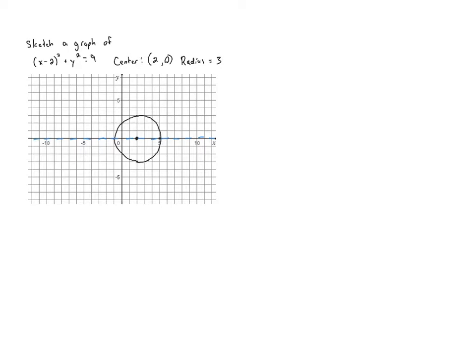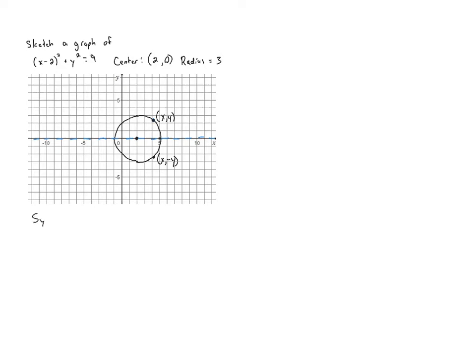Now, I will be honest with you, there are other types of symmetries that a circle has. If you draw any diameter of the circle, it's going to be symmetric about that diameter. But we're specifically focused on symmetry about the axes at this point. So this one is symmetric about the x-axis, because if we have a point anywhere on the circle, let's say x comma y, then the point that's reflected across the x-axis, x comma negative y, is also on the circle.